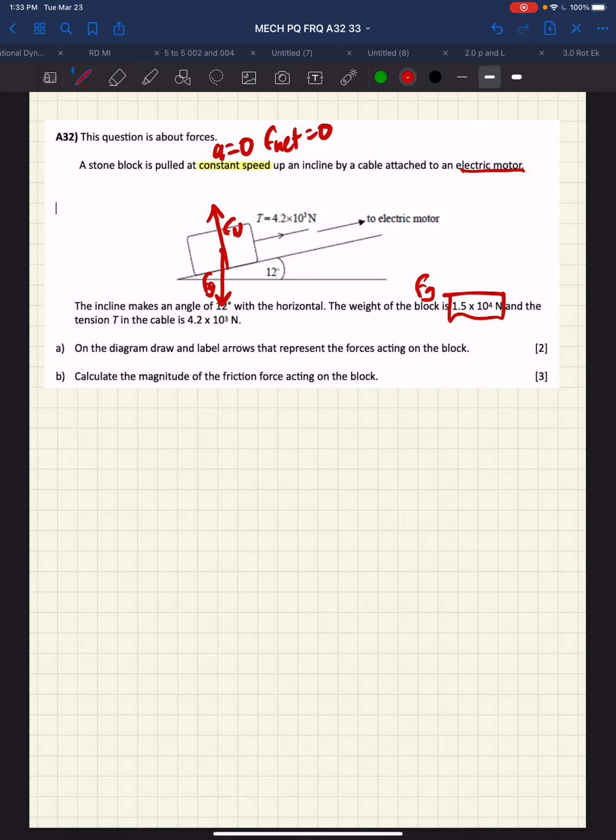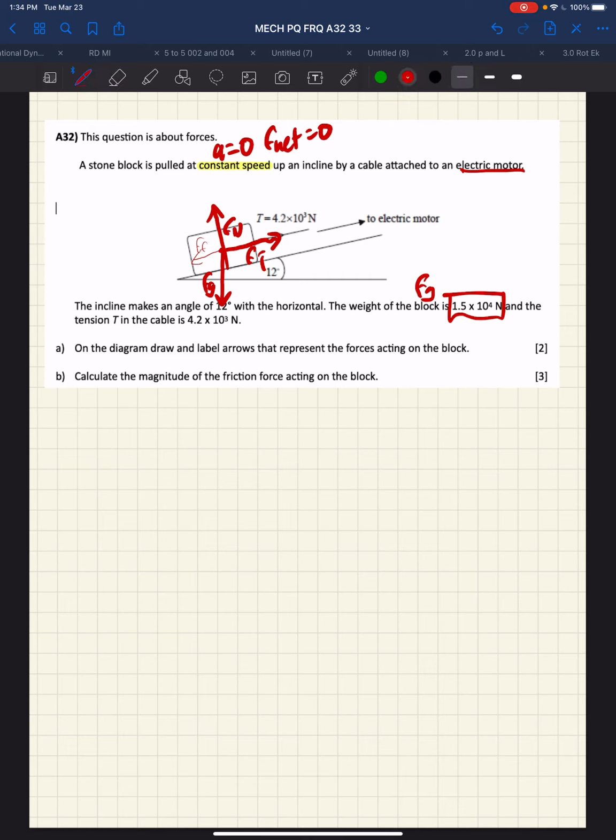We have tension in this direction, and in the other direction, we have the force of friction. That's it. So all of those forces should add up to 0 because it's moving at constant velocity. All right. So we drew the forces acting on the block. Now we're careful not to draw the components.